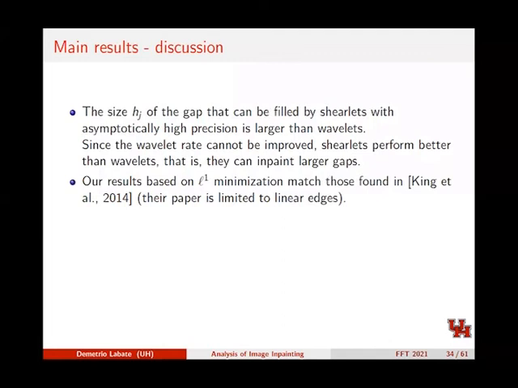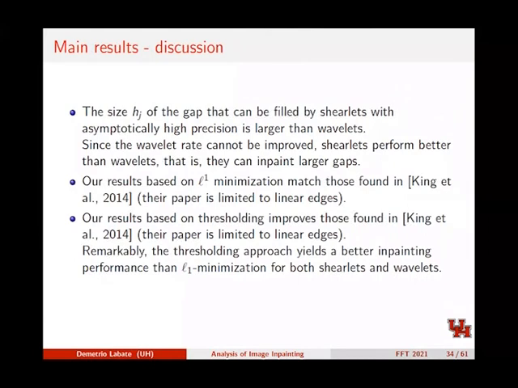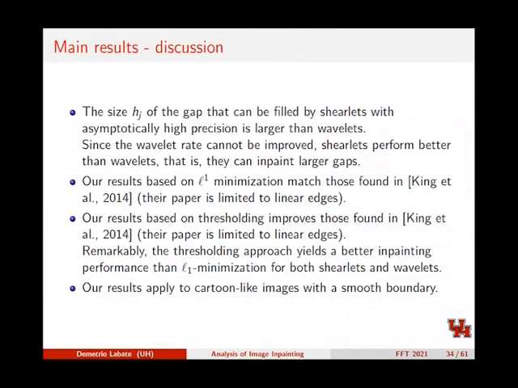So the result that I presented in the case of L1 minimization matches those found in the older paper, where they only had linear edges. But for the thresholding case, in fact, we get a better result. So we can show that the method can inpaint a slightly larger type of gap. And the result that I presented applies to general cartoon-like images with smooth boundary or piecewise smooth boundaries, right?